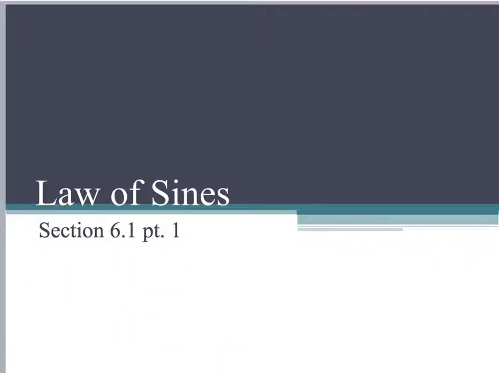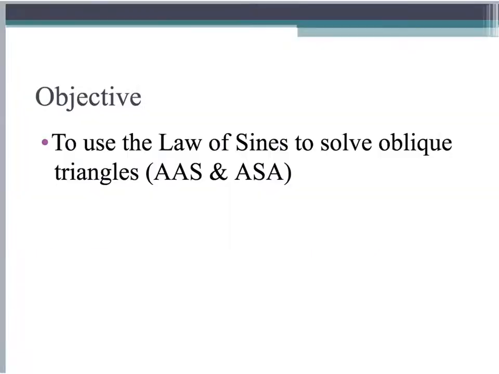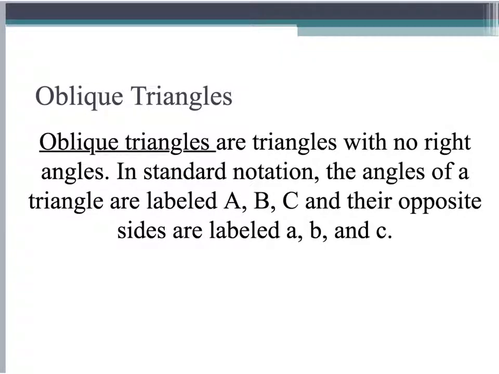Hey class, in today's lesson we're going to talk about law of sines, which is found in section 6.1 part 1. Our objective is to use the law of sines to solve oblique triangles, those that are in the form of angle, angle, side and angle, side, angle. So oblique triangles are triangles with no right angles.